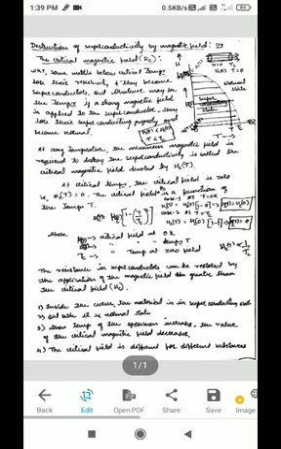When the temperature of the specimen increases, the value of the critical magnetic field decreases. The critical field is different for different substances. So this is all about destruction of superconductivity by magnetic field, or the critical magnetic field.